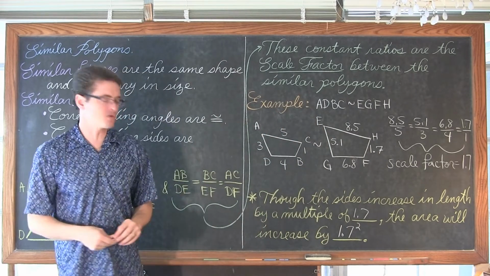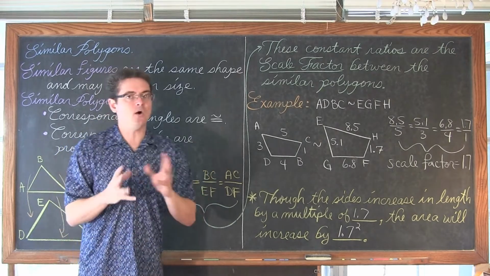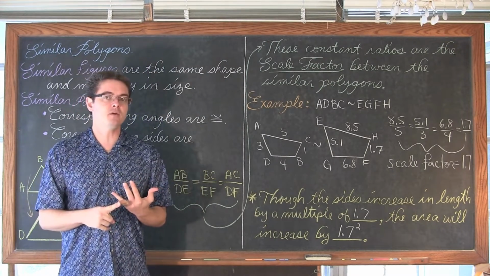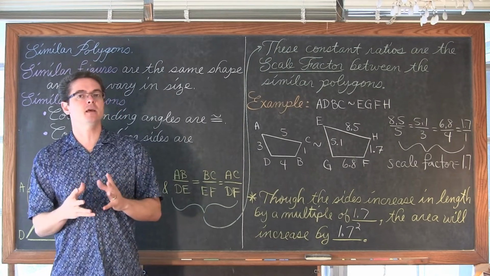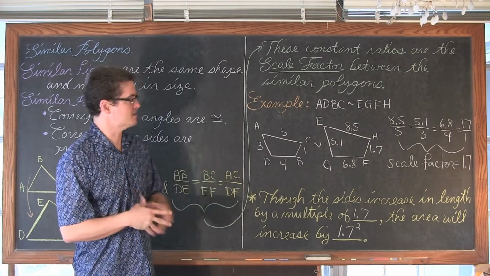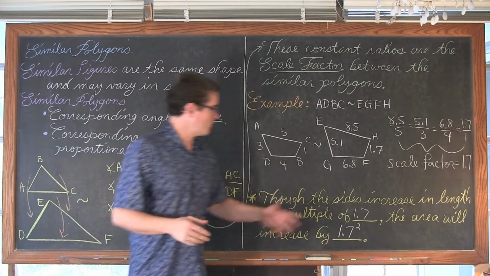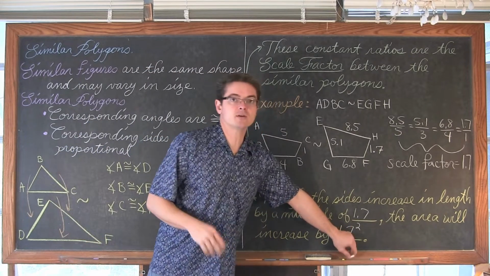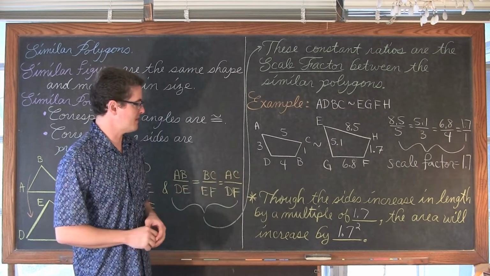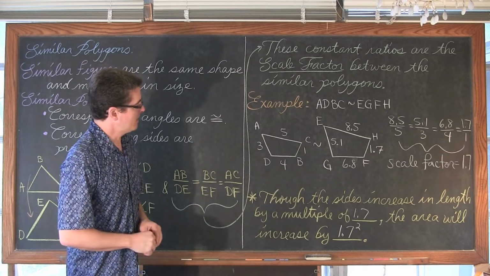We'll eventually get into a section in our book where we look at how the sides of two-dimensional and three-dimensional figures change, and then have to understand how the area and volume is changing based on how we're changing the lengths of those sides. With similar figures, we have the same multiple of change in two directions, two dimensions, and thus that is how the area is going to change by 1.7 squared.